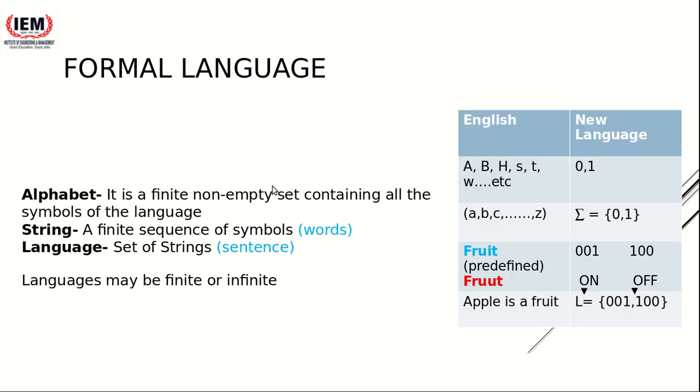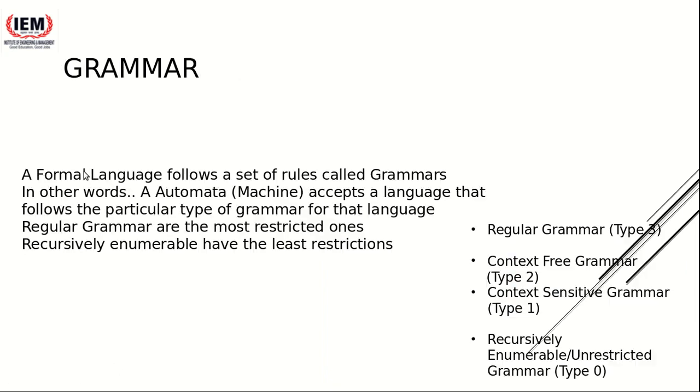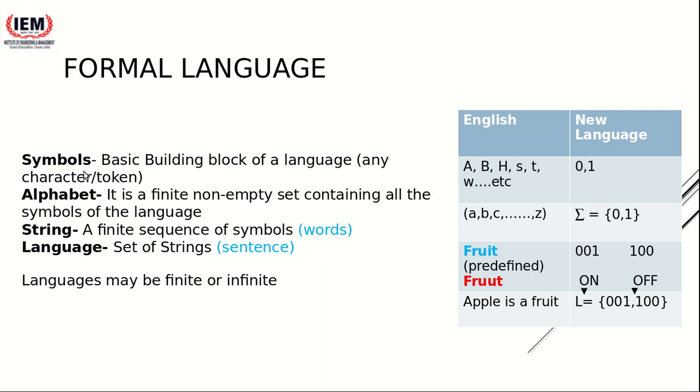Okay. So next, as I was talking about language, let us dig deeper into the details of formal language and see what a formal language actually means in this subject. For knowing about formal language, we will come across a few terms. Firstly, symbols. Symbols are the basic building block of a language. Any character or token can be a symbol.